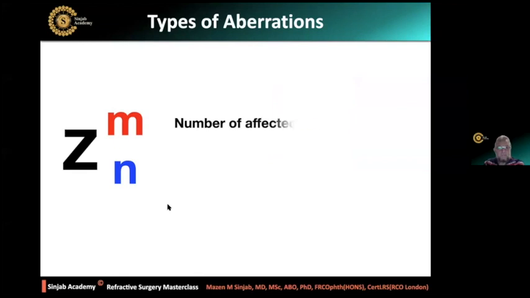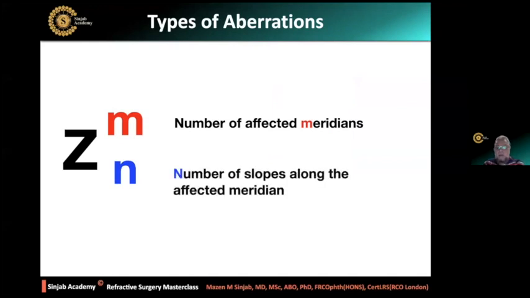M means the number of affected meridians. Just keep it in mind. I'll show you examples now. Number of affected meridians. So M, meridians. N, number of slopes along the affected meridian. All right? So we have meridians and there are a number of slopes. Number of slopes along the affected meridian.